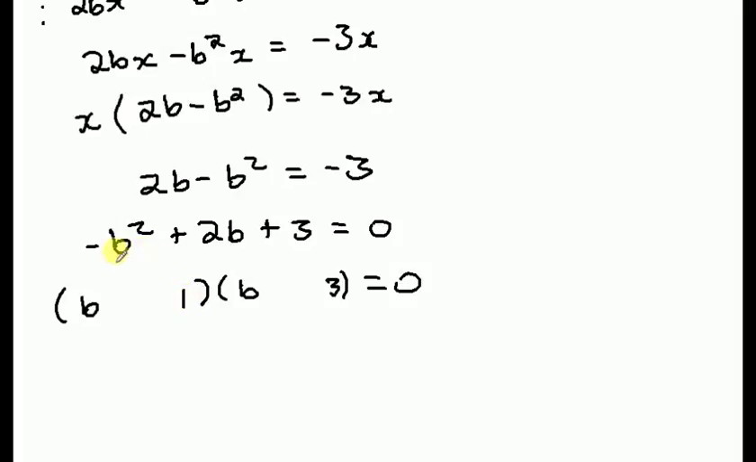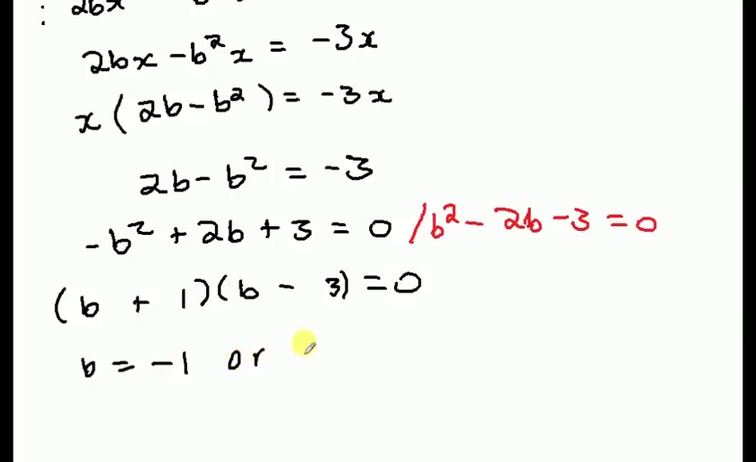At this point it's easier to work it out if you multiply the whole equation with a negative sign, so that you have b squared minus 2b minus 3 is equal to 0. It's easier from this than this. So if you're having this, then have b, then obviously this one is going to be positive and this one is going to be negative. So your solutions for b are going to be -1 or 3.